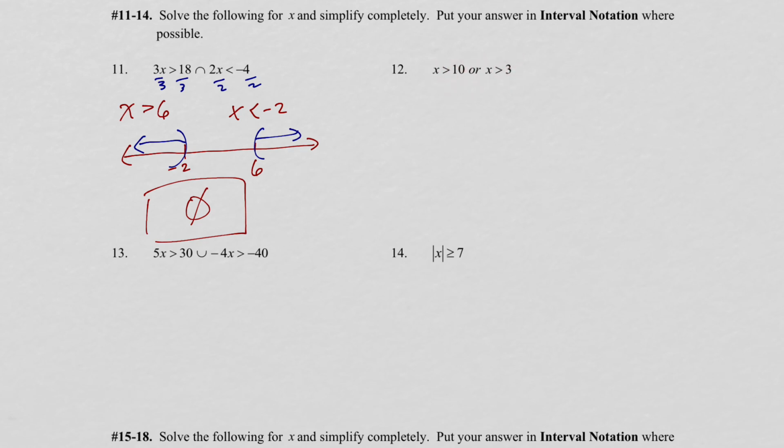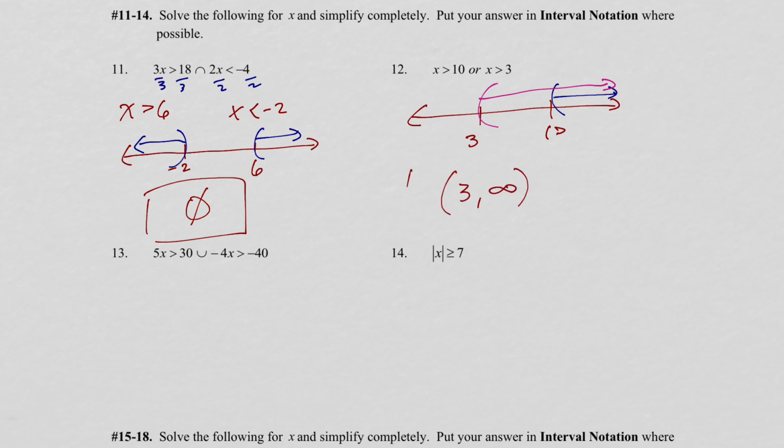Okay, I'm going to graph this. So I'll put 3 to the left of 10. Greater than 10 looks like this. Greater than 3 looks like this. The or means any portion of the graph covered by either one. So all of this stuff from 3 to infinity is our final solution.